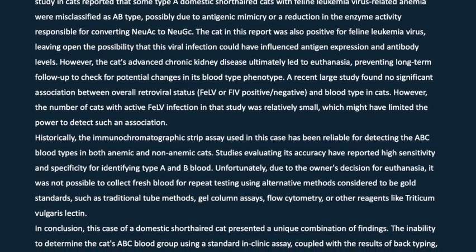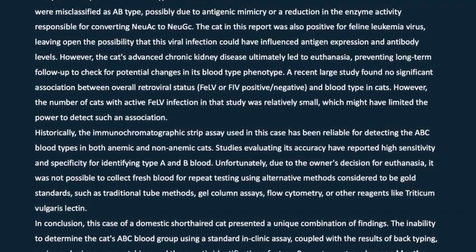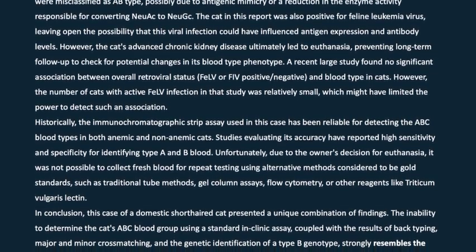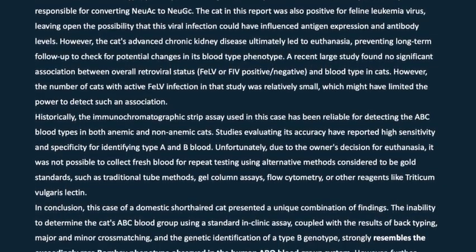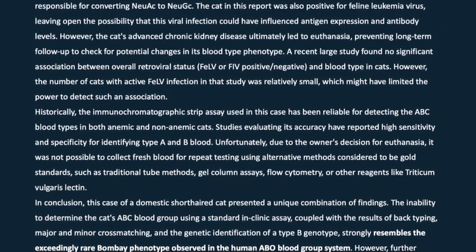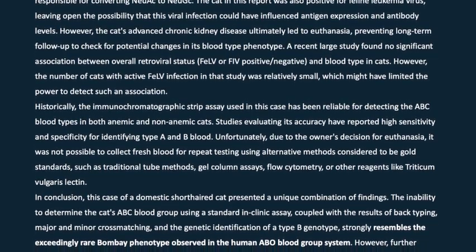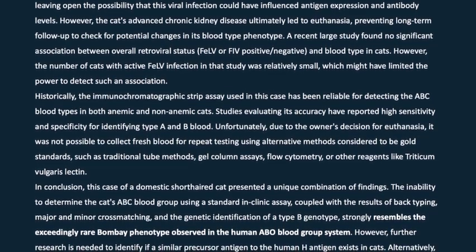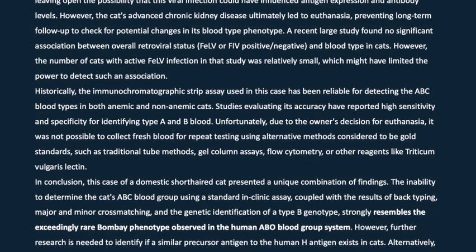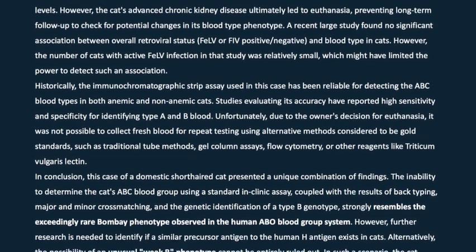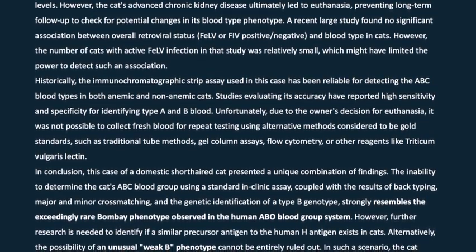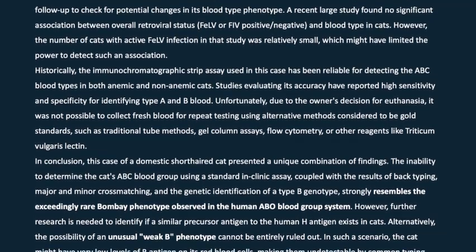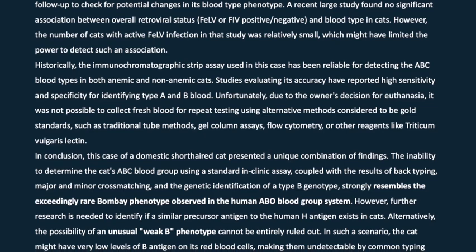Historically, the immunochromatographic strip assay used in this case has been reliable for detecting the ABC blood types in both anemic and non-anemic cats. Studies evaluating its accuracy have reported high sensitivity and specificity for identifying type A and B blood. Unfortunately, due to the owner's decision for euthanasia, it was not possible to collect fresh blood for repeat testing using alternative methods considered to be gold standards, such as traditional tube methods, gel column assays, flow cytometry, or other reagents like Triticum vulgaris lectin.